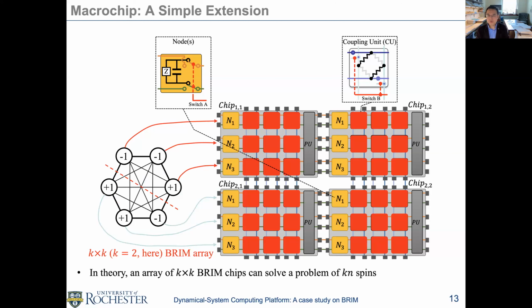So a quick solution would be, conceptually, to put multiple chips together. If I have an n-node chip and I put k squared of them together, it's a kn spin machine, a machine that is k times larger in the number of spins. And of course, k squared times more of the critical resource, which is the coupler. But in reality, the communication of analog values is just not going to work. So you have to do something to the architecture.